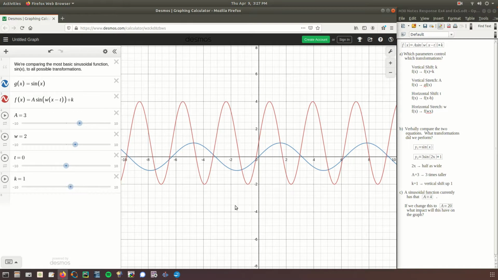And we see that we've moved up. Now instead of going from -3 to 3, we go from -2 to 4. Our minimum and maximum values and all the values in between have all been increased by 1.